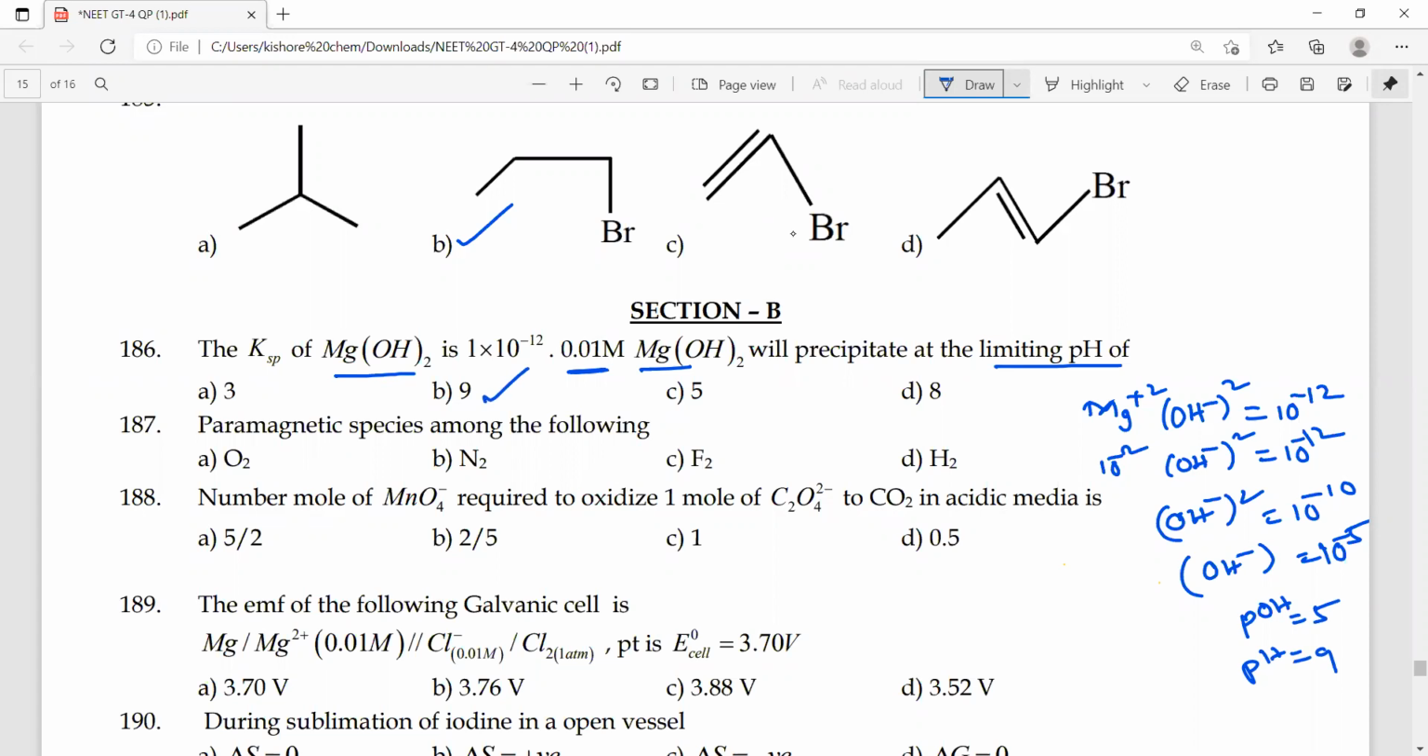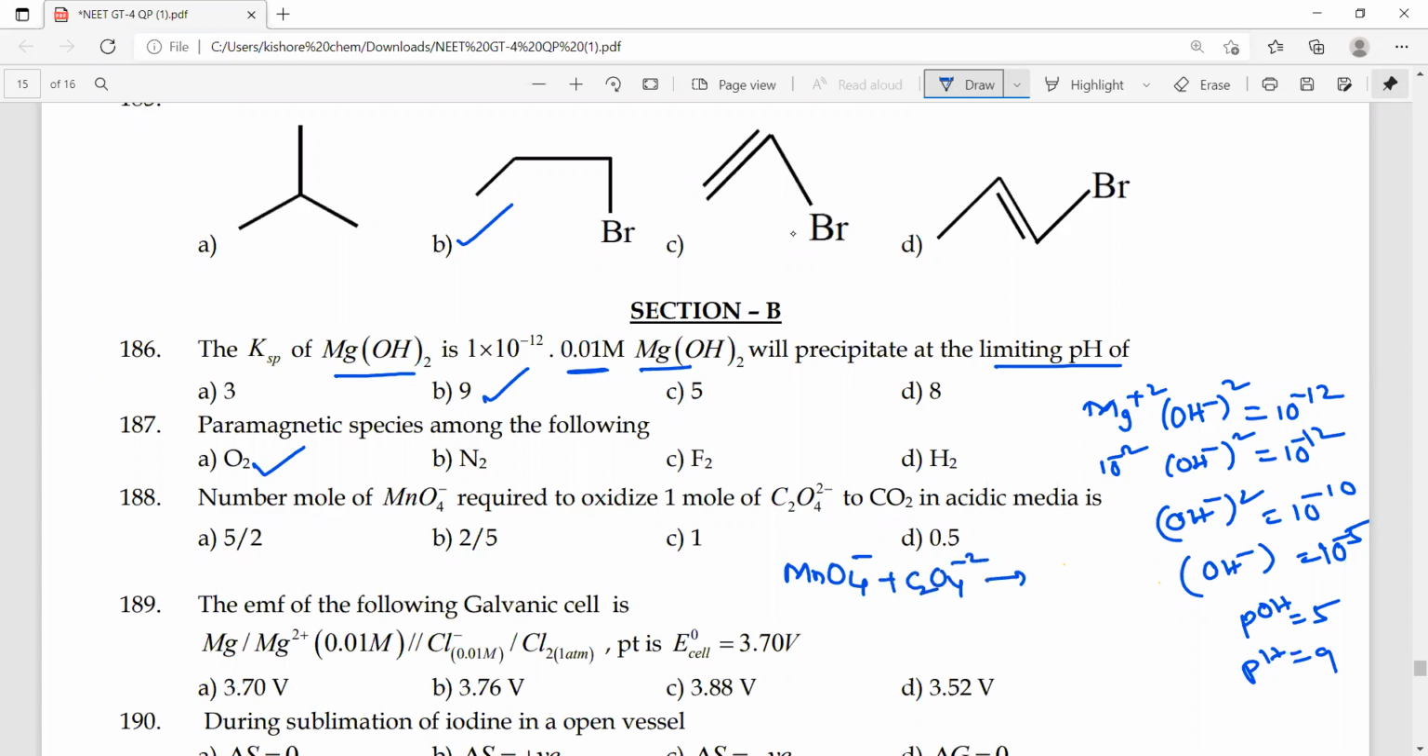Paramagnetic species among the following. Directly we can say that O2 has which nature? Paramagnetic in nature. Question 188. Several times we discussed this question in classroom, and in various exams it's given.